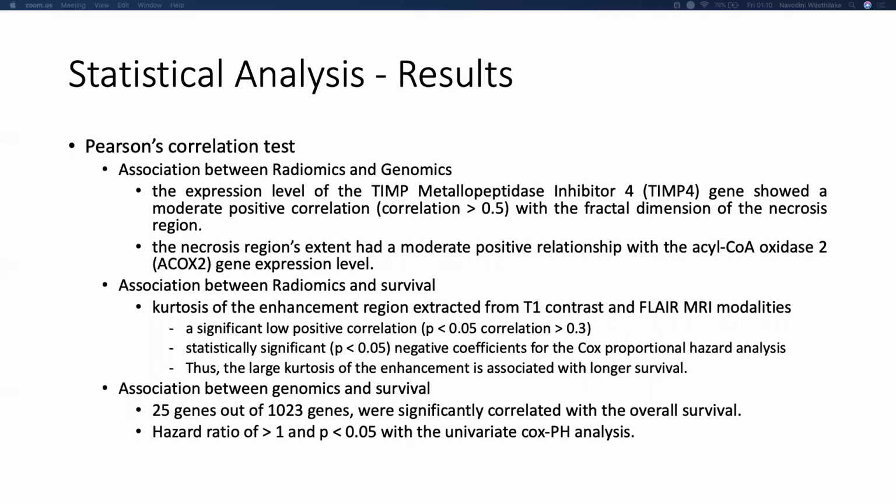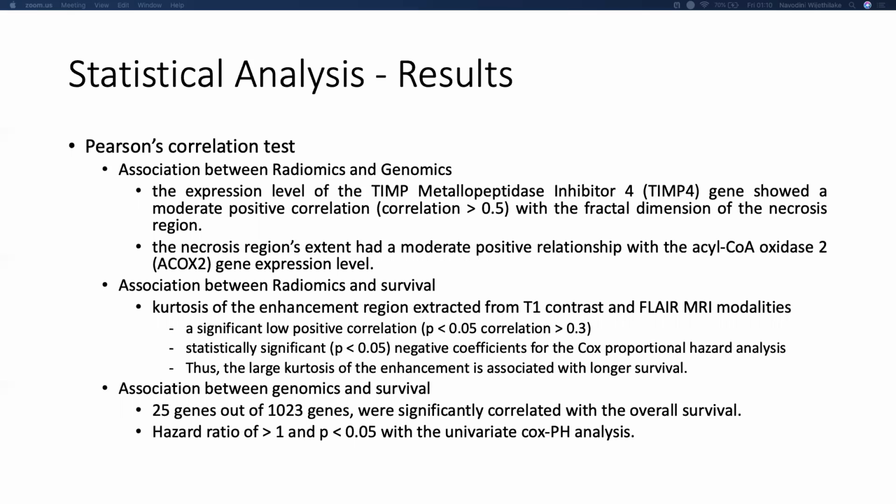Now let us look at the results of the statistical analysis tests. Out of 119 radiomic features extracted, 2 radiomics showed a significantly low positive correlation with the overall survival in days. These 2 features are the kurtosis of the enhancement region extracted from T1 contrast and FLAIR MRI modalities. These 2 features also gave statistically significant negative coefficients for the Cox proportional hazard analysis. Thus, the large kurtosis of the enhancement region is associated with longer survival.